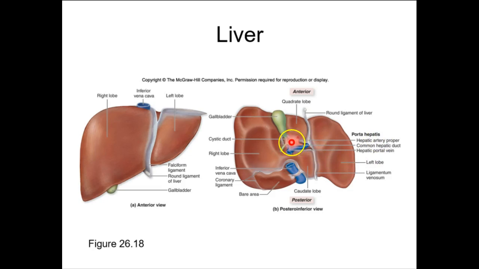Note that there's this duct here coming from the liver, and then you have a cystic duct on the way to the gallbladder, and then a common hepatic duct that leads down towards the pancreas.